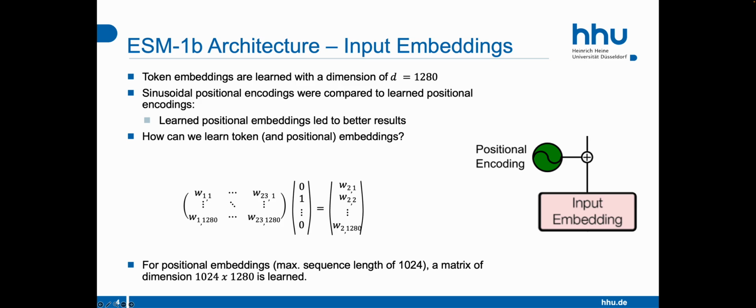This works very similar for the positional encodings. Instead of having 23 columns, the number of columns depends on the maximum sequence length that is allowed. In the case of the ESM-1b model, the maximum sequence length was set to 1024. So we would have a 1024 by 1280 dimensional matrix that stores the learnable positional embeddings. And we would also encode the different positions of an input sequence in a binary one-hot encoded vector to access the different positional embeddings.